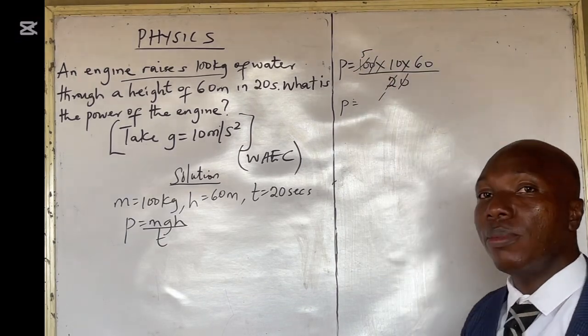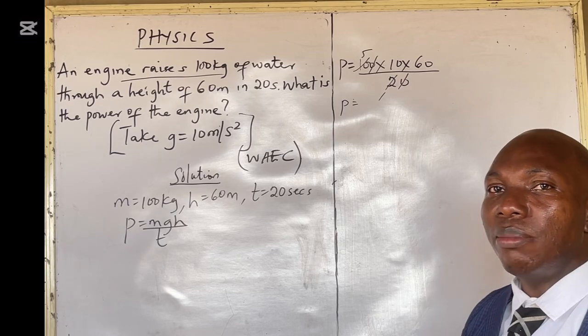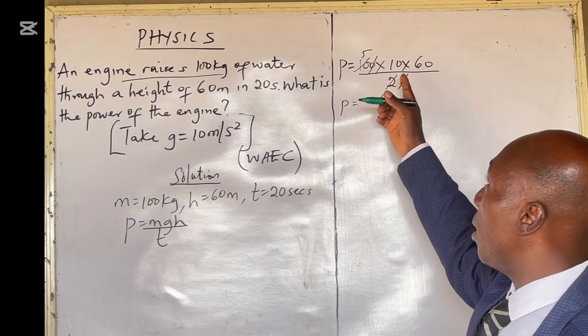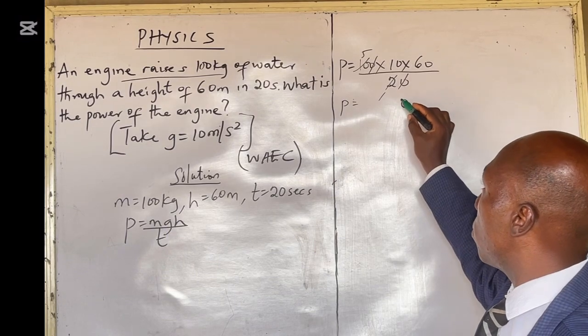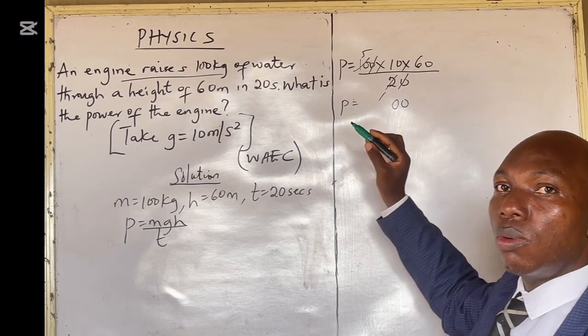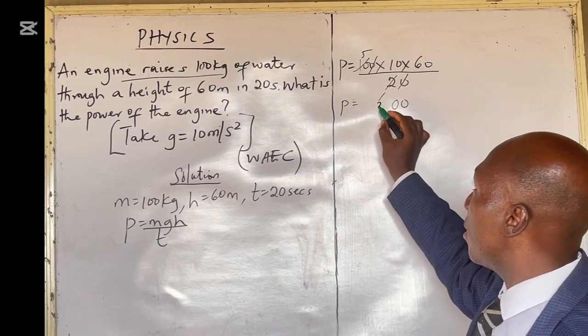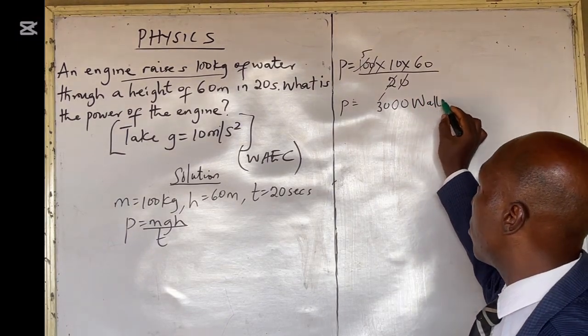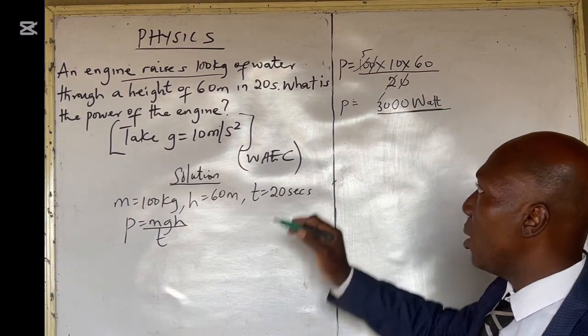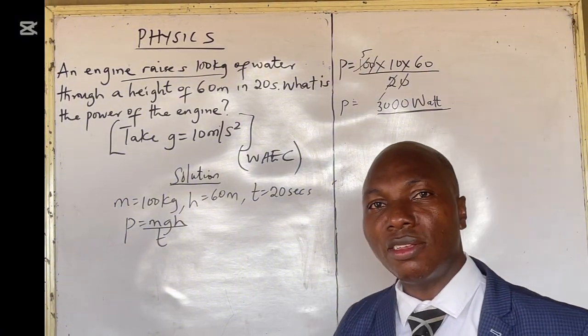So 5 times 10 times 60. So 5 times 10, 50. 50 times 60, so 0, 0. We have 5 times 6, that's 30. That's 3,000 watts. So the power in the problem is 3,000 watts.